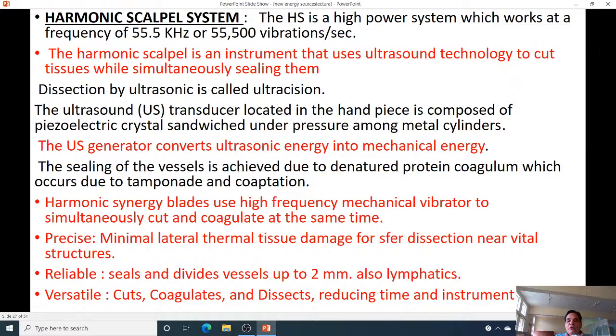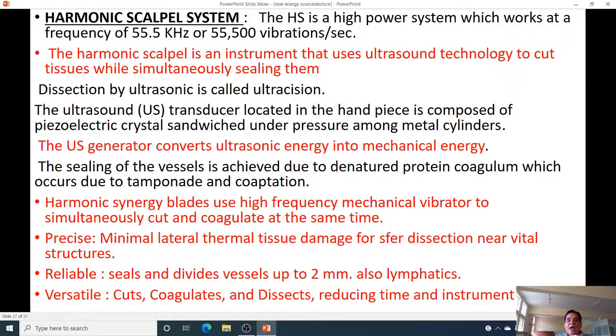Then the generator, what is it doing? It is converting ultrasonic energy into mechanical energy. In our old instruments, it is electrical energy which was converted into heat energy. Here, ultrasonic energy is converted into mechanical energy. The energy system is different. So harmonic scalpel blades use high frequency mechanical vibration to simultaneously cut and coagulate. Minimal thermal spread, safety of dissection near vital structures.